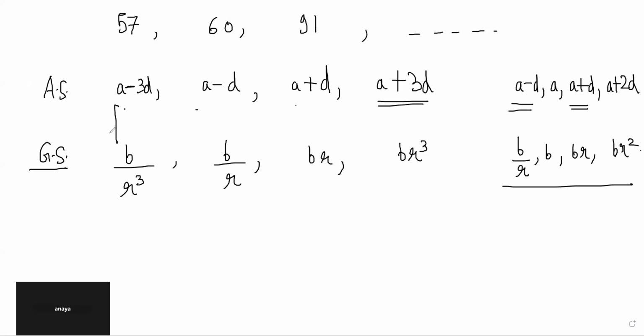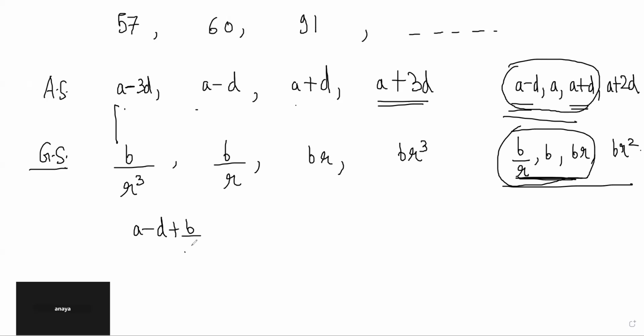So we have this plus this is 57, this plus this is 60, and this plus this is 91. Maybe this choice is better. It is simpler. So I'll say A minus D plus B by R is 57, A plus B is 60, and A plus D plus BR is 91. These equations are quite good.